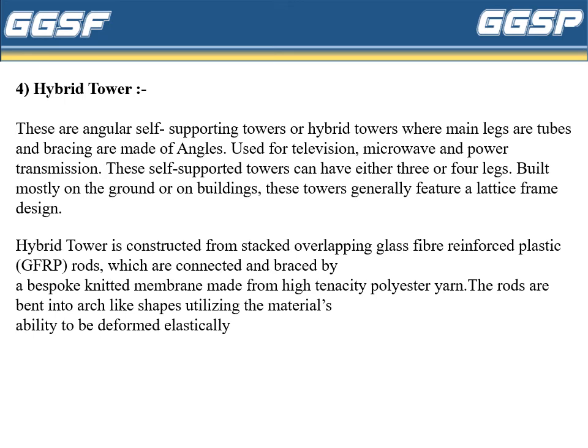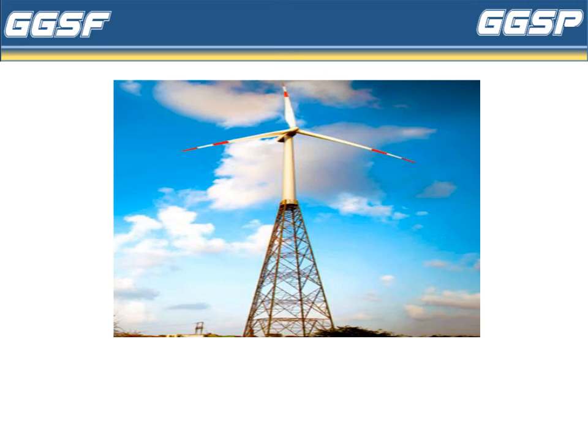A hybrid tower is constructed from stacked overlapping glass fiber reinforced plastic GFRP rods, which are connected and braced by a bespoke knitted membrane made up from high tenacity polyester yarn. The rods have the ability to be deformed elastically. These are some examples of hybrid towers.